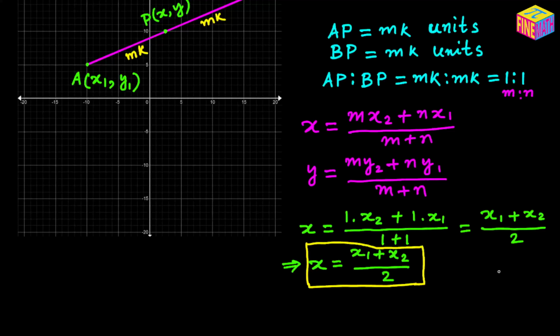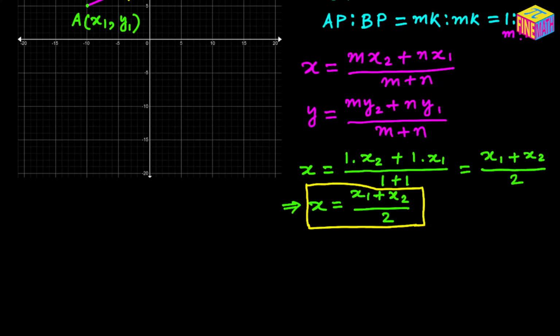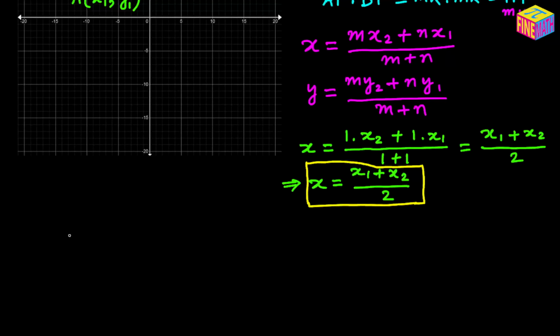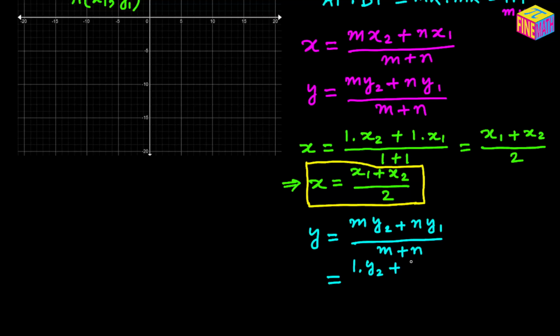Now I'm going to calculate the value of y. It will be the exact same process. For y, let me write it over here. y is equal to m times y sub 2 plus n times y sub 1, whole divided by m plus n. Wherever we have m, I'm going to use 1, so it would be 1 times y sub 2 plus, in place of n also I'm going to use 1, so 1 times y sub 1, whole divided by m plus n, that will be 1 plus 1.